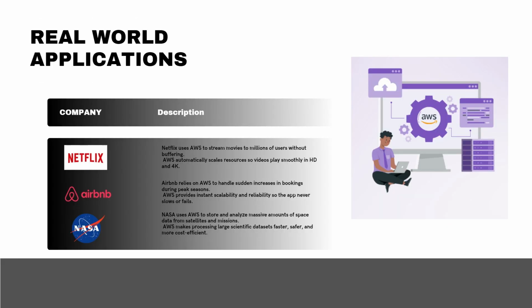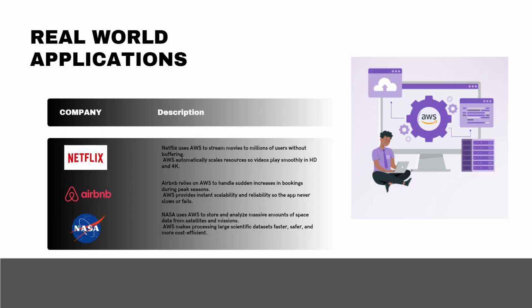Now, real-world applications. Netflix uses AWS for streaming content. It shows movies and TV shows to millions of users at the same time. To handle this huge traffic without buffering, Netflix uses AWS servers. AWS automatically increases resources when many people watch and reduces them when fewer people are online. This helps Netflix stream smoothly in HD and 4K.